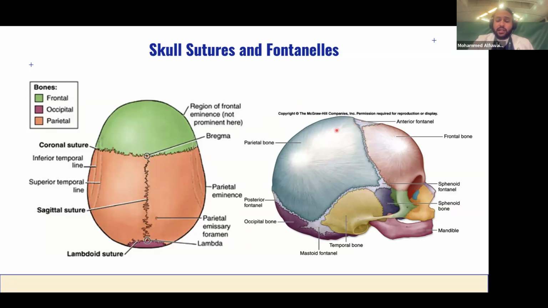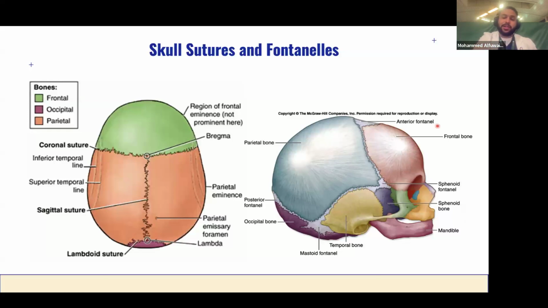Then we have the fontanelles. The thing about them is you need to know when they close. So anterior fontanelles, when do they close? Okay, they close at 9 to 12 months.